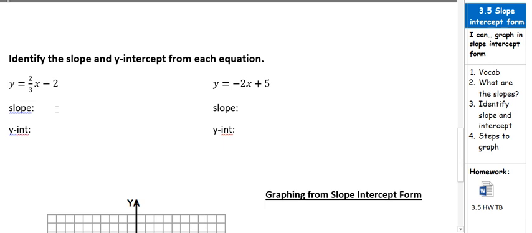Let's take a look at a couple examples. I really want you to remember that your slope is always the value on the x. So I'm going to make sure I mark these. You need to make sure you draw a line connecting your slope to that value. I'm going to color them differently.